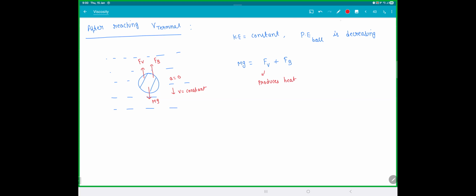And how much is that? Heat per second, that is energy per second, is nothing but power. So that is the power due to the viscous force.